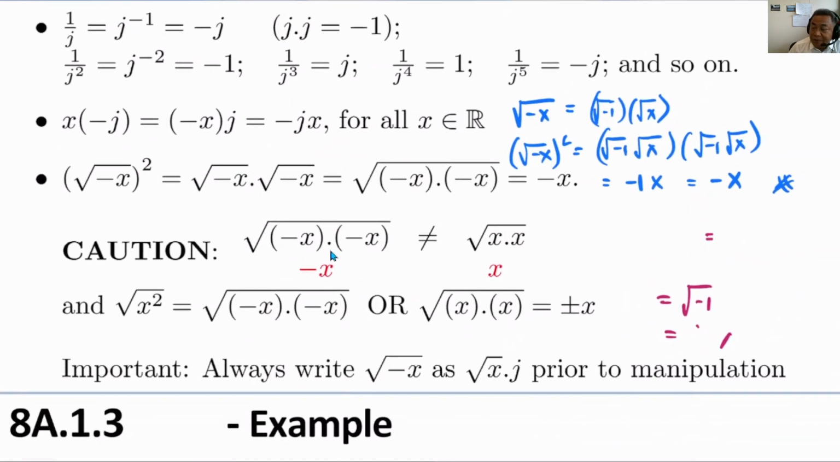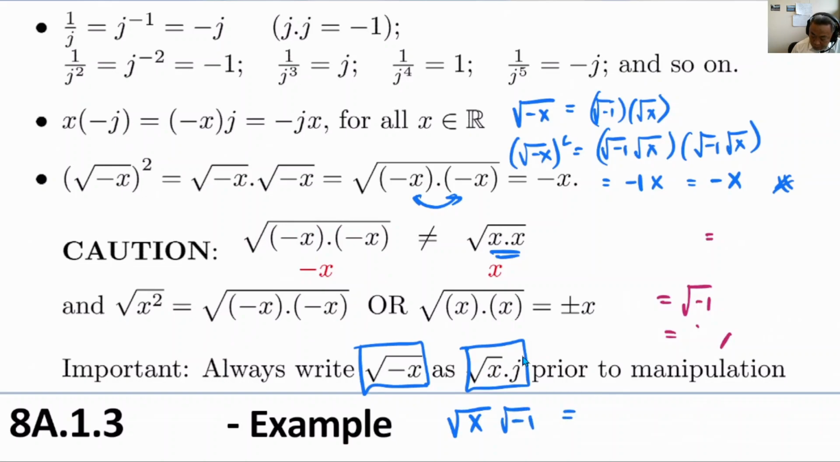Now please be very careful when you have a square root like this, and you think that you could remove the minus sign. No. Remember that when we are dealing with the square root of a negative value, we have to treat it like this. The square root of minus x must be treated as the square root of x times the square root of minus 1, which is the square root of x times j. So we must always write this prior to any manipulation.